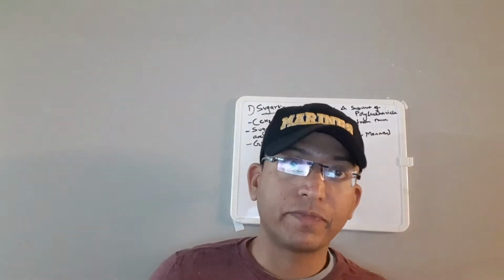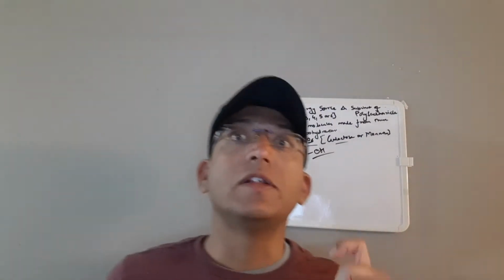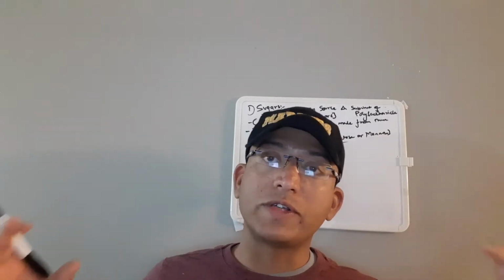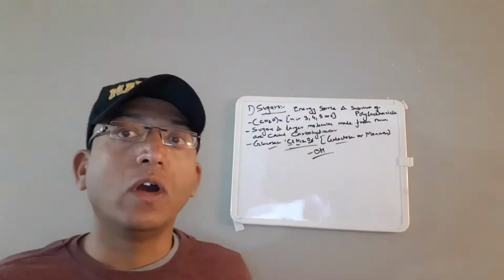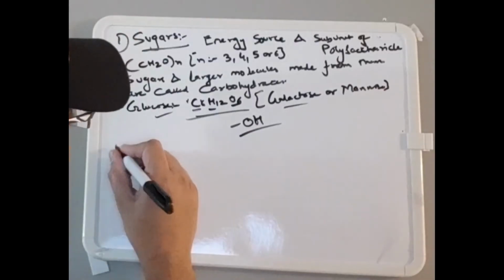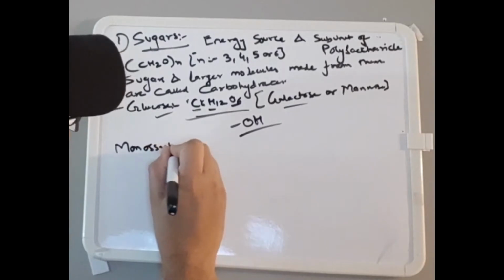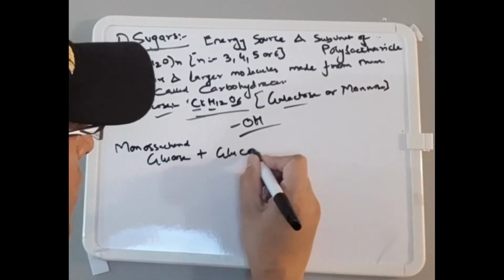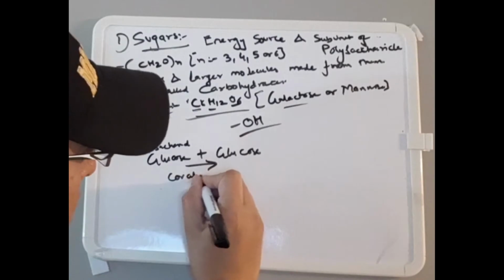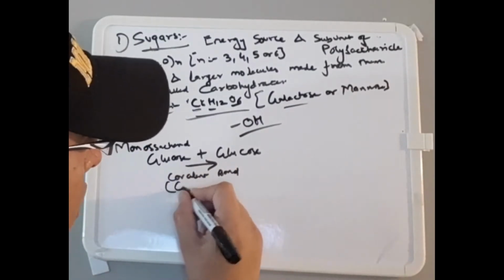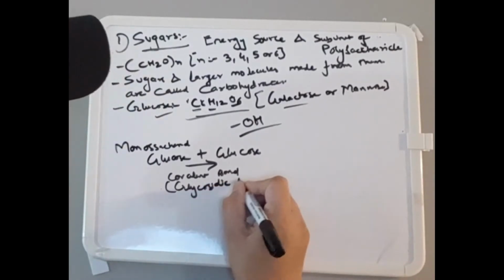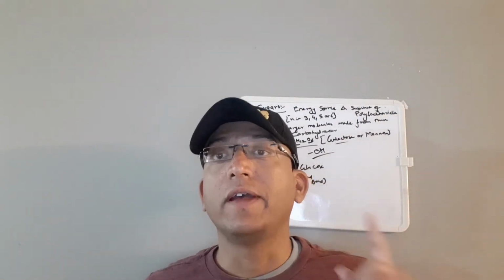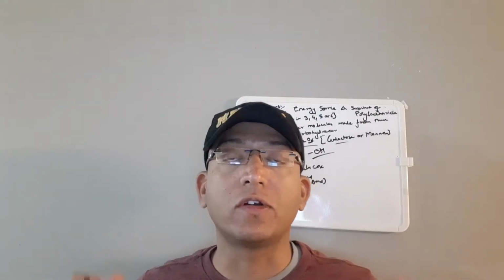So now monosaccharide, that's a simple sugar. Monosaccharides can be linked by a covalent bond. And when two monosaccharides are joined by a covalent bond, the bond is called a glycosidic bond. So, for example, glucose plus glucose, joined by a covalent bond, and this bond is called a glycosidic bond. So monosaccharides can be linked by glycosidic bonds to form larger carbohydrates.